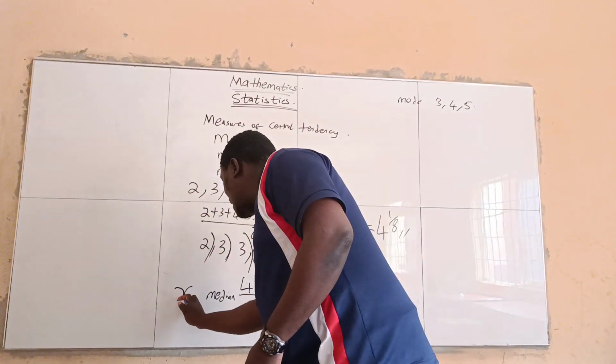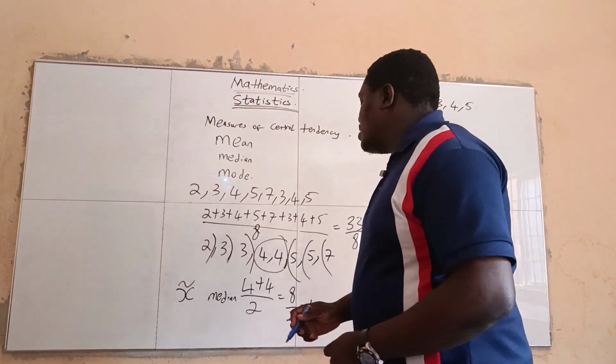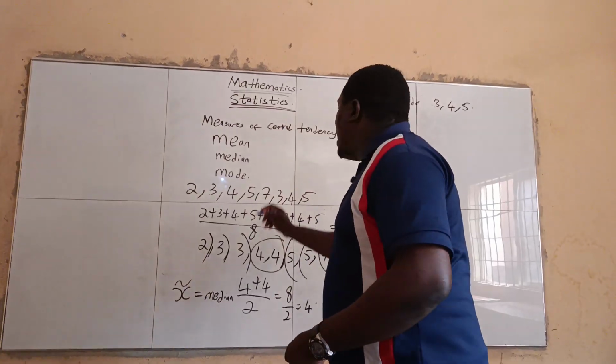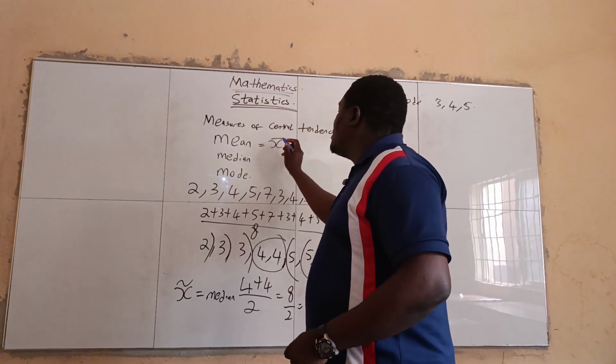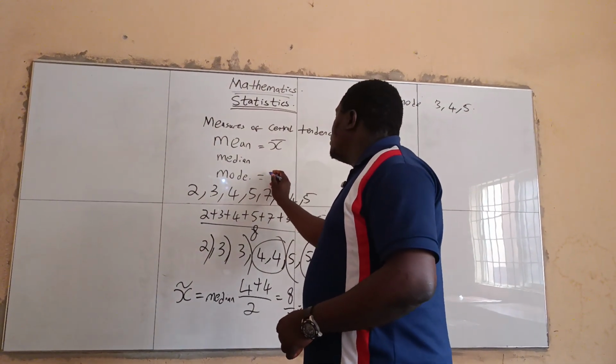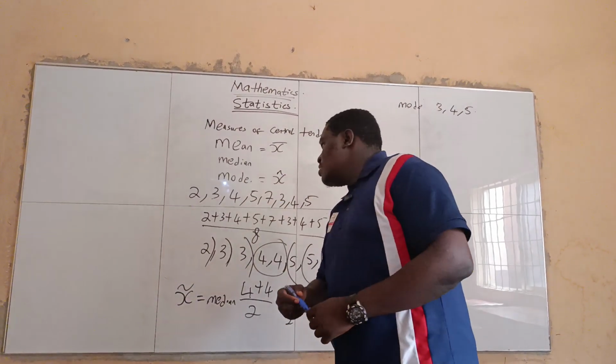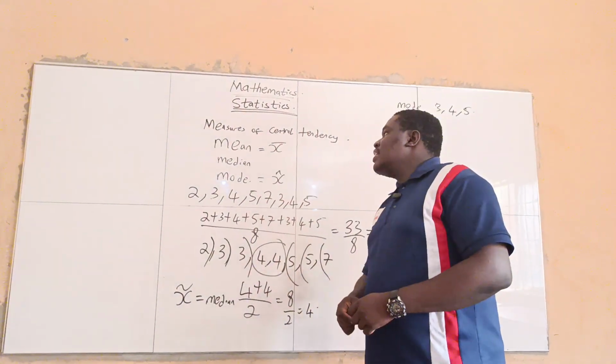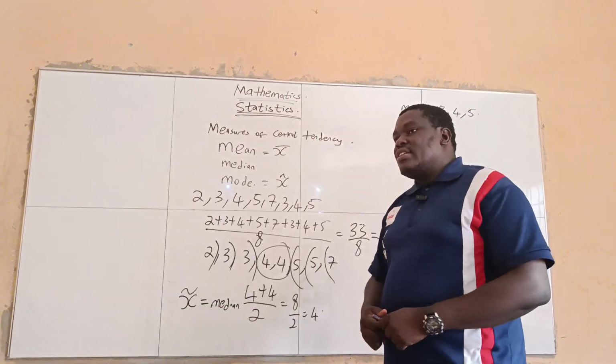Alternatively, you can represent median like this. This is another symbol you can use to represent median. Then for mean, you can represent it as this. Then for mode, this is how we can represent it. So this is the main thing that we are going to be looking at in measures of central tendency.